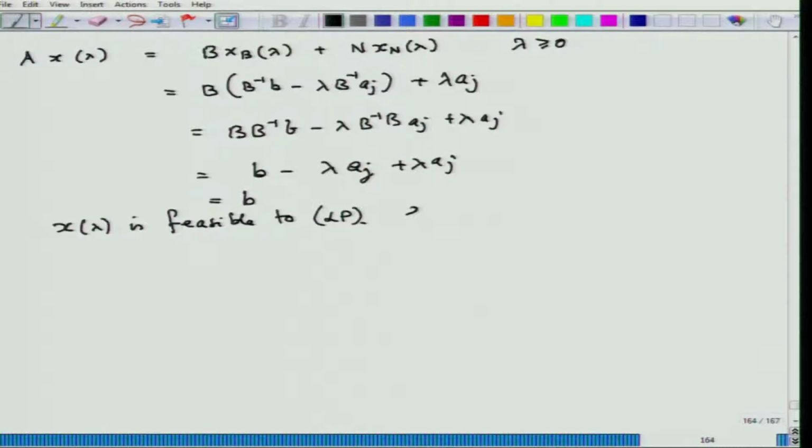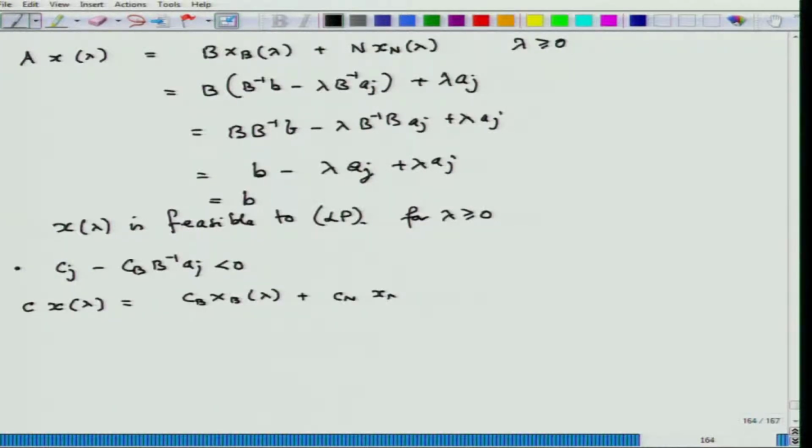Now, obviously for any lambda greater than or equal to 0. Now, we are given that Cj minus Cb B inverse Aj, that is the reduced cost coefficient corresponding to the jth column, is strictly less than 0. Now, what is C of x lambda? I want to compute this, that is Cb of xb plus Cn of xn.